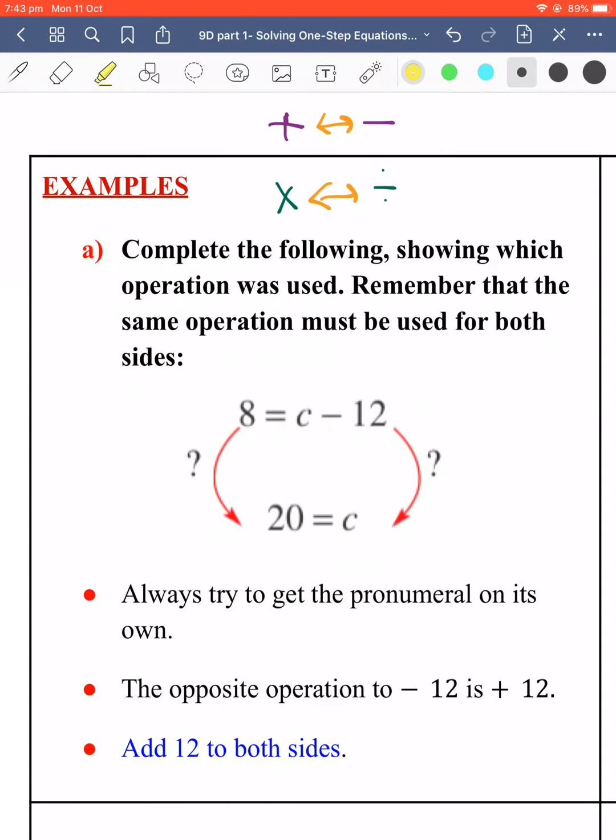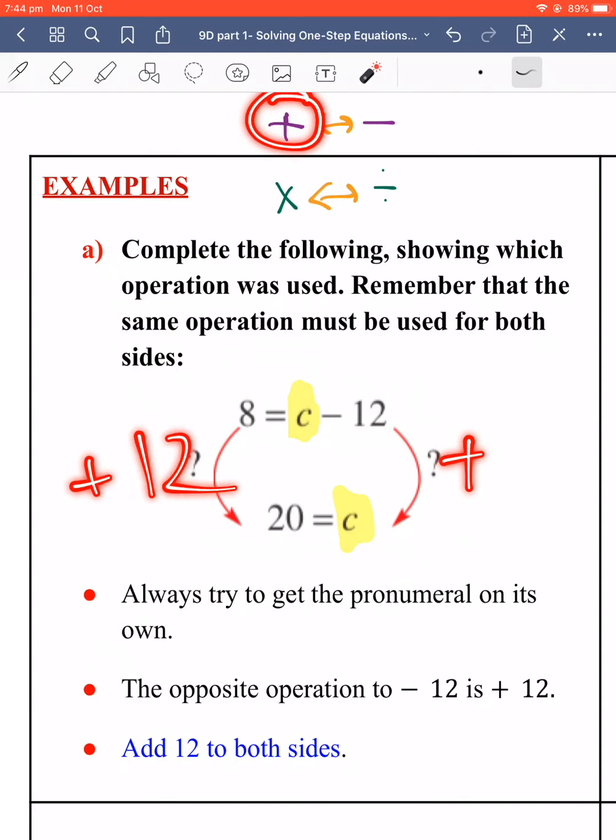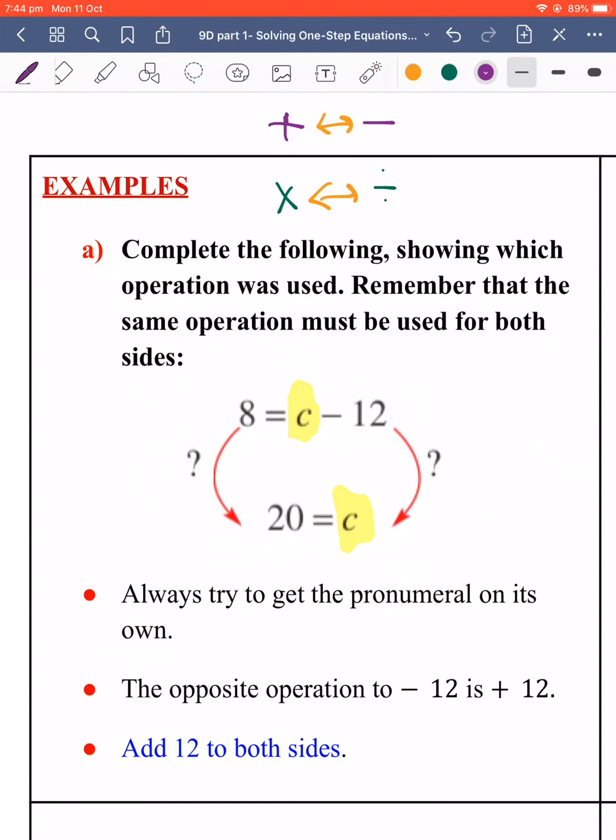So let's highlight that to see if that will actually help us. So again, we've got our pronumeral on its own. That's what we're trying to do. We're always trying to get it on its own. So to get from here to here, I have to get rid of this 12. So I do that using the reverse operation, and I add 12 to both sides. So if I write that in, I add 12 to both sides, and that is what you do to get that answer. So just double check.